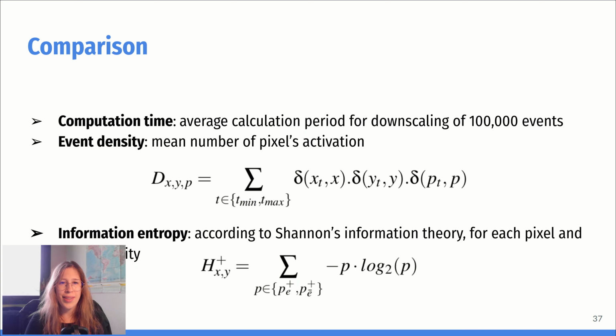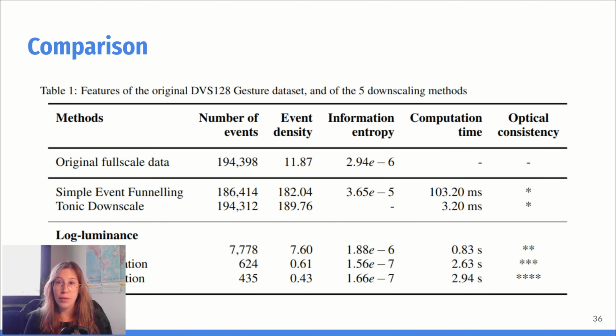We also computed the event density, which is the mean number of activations per pixel. The event density for the original full-scale dataset increases to 180 and 89 for the event funneling methods, but decreases to 7 for the event count methods and less than 1 for the linear and cubic estimation of log luminance. This event density is coherent with what we've seen before, meaning that the event funneling methods increase the number of pixel activations compared to the size of the image. The event count keeps the same but with a lot of noise, and the linear and cubic estimation decreases.